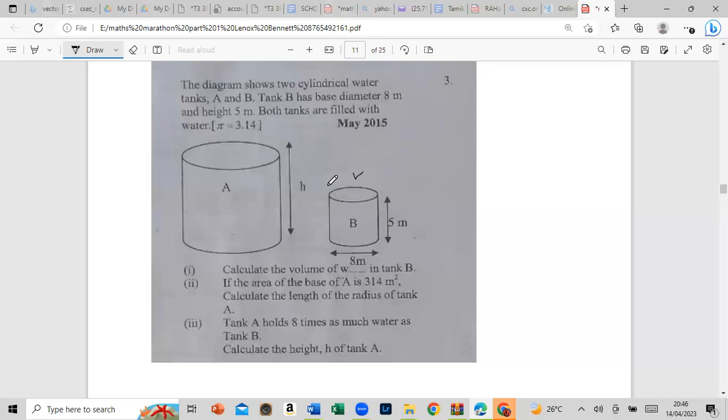Then it said if the area of the base of A is 314 meters squared, calculate the length of the radius of tank A. And now it says tank A holds 8 times as much water as tank B. Calculate the height of tank A. So this is like a tricky question. See if we can figure it out, guys.